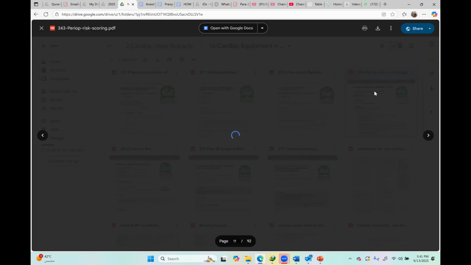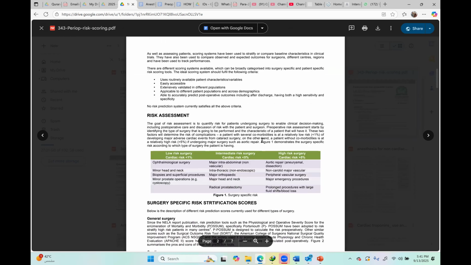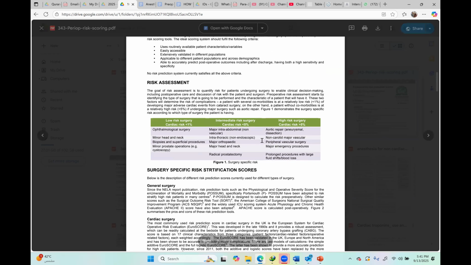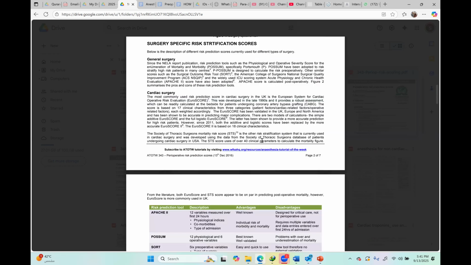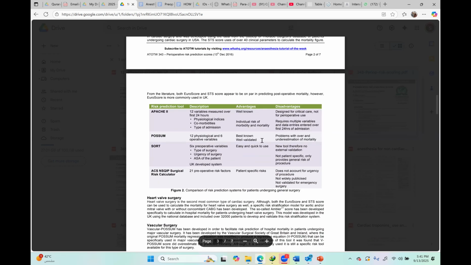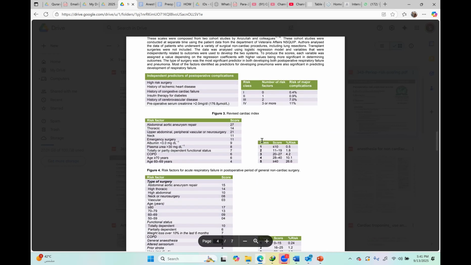See, like this tutorial, this is perioperative risk scoring. That's what we were discussing: low risk surgery, intermediate risk surgery, high risk surgery. Yes, I forgot this. I was repeating urgency again and again, but this is the thing you should be knowing: what are low risk, intermediate risk and high risk surgeries, because your investigations will also be dependent on the surgical risk. Then there are certain scores like APACHE II, POSSUM, and then respiratory risk factors, pulmonary.